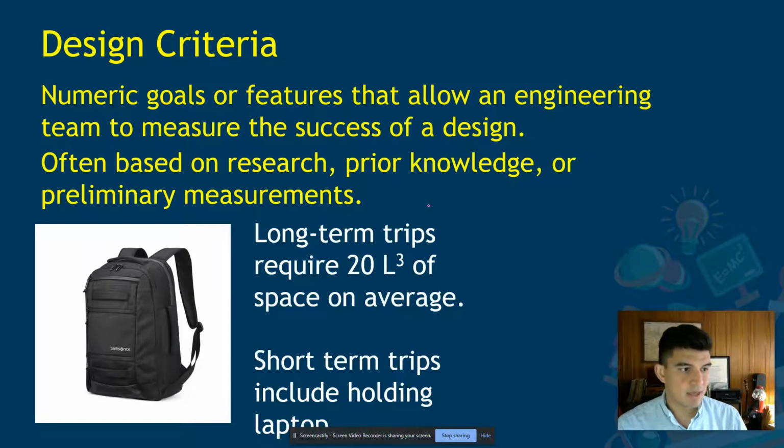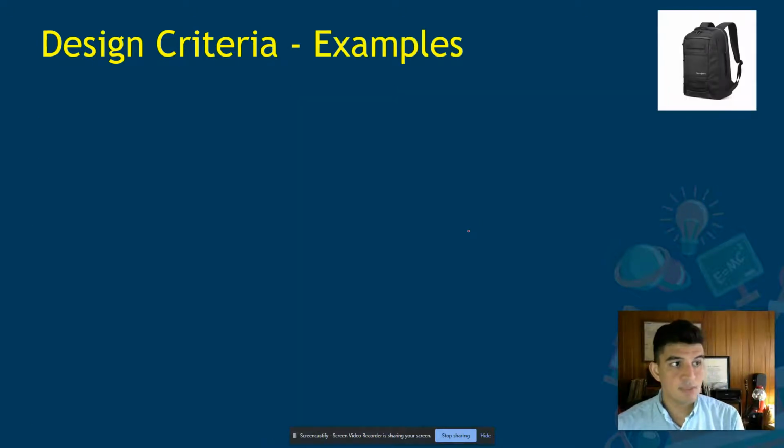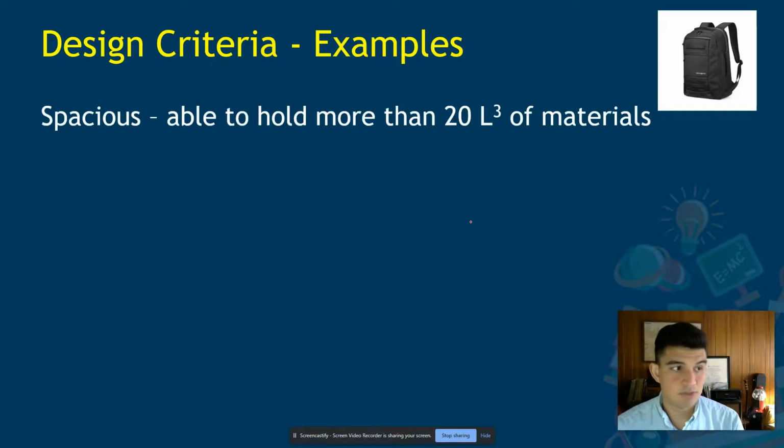Let's take the backpack as an example. Maybe from research or measurements or surveys of people that take long-term trips, you find that they require, on average, 20 cubic liters of space in their bags. You also find out that short-term trips include holding a laptop. Therefore, if you were going to create some design criteria based on your research, you would say that spaciousness is one of your design criteria.